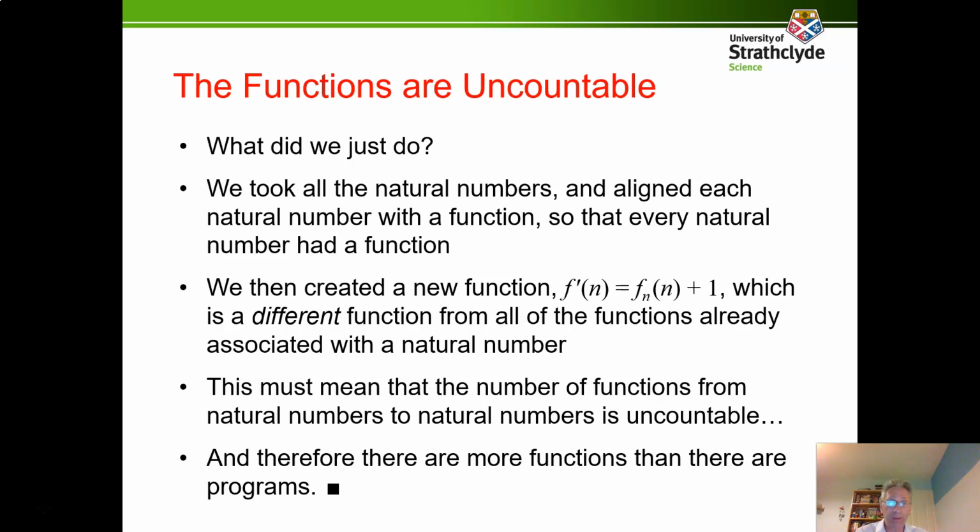So every natural number, just like when we were mapping between the dogs and the collars, every natural number had a function aligned to it. We then created this new function, f dash of n. And the way that we created it was that we looked up the diagonal, that's defined by f sub n of n. In other words, that defines the diagonal of my table, and we added 1 to it.